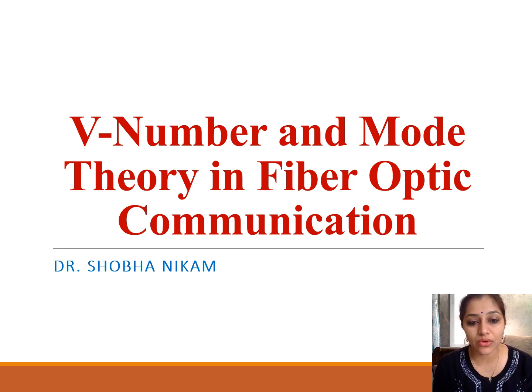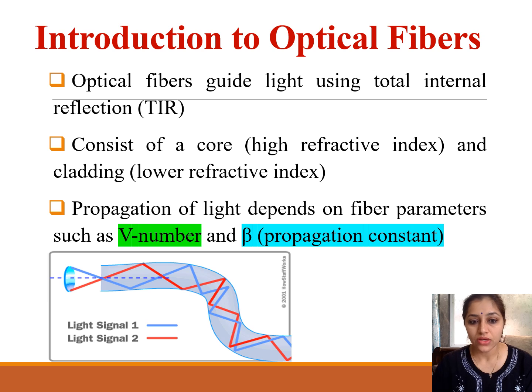Today we will discuss V number and mode theory in fiber optic communication. You all are aware that in optical fibers, the light travels from the source end to the detector end because of total internal reflection. And for total internal reflection, our angle of incidence must be greater than the critical angle, or our light must fall in the acceptance cone. Because of that, it travels by total internal reflection.